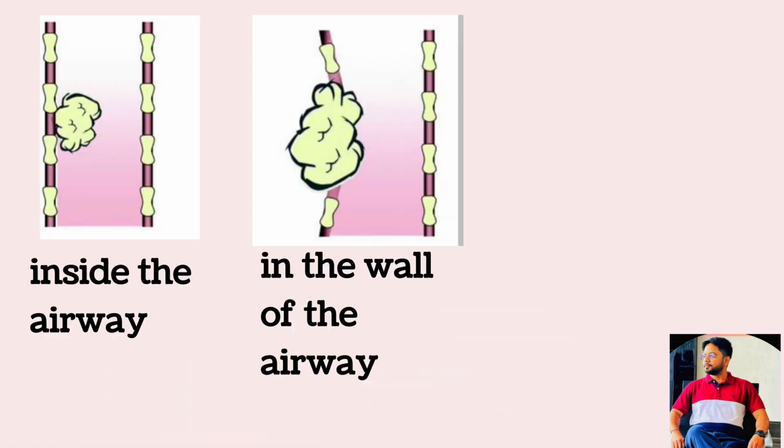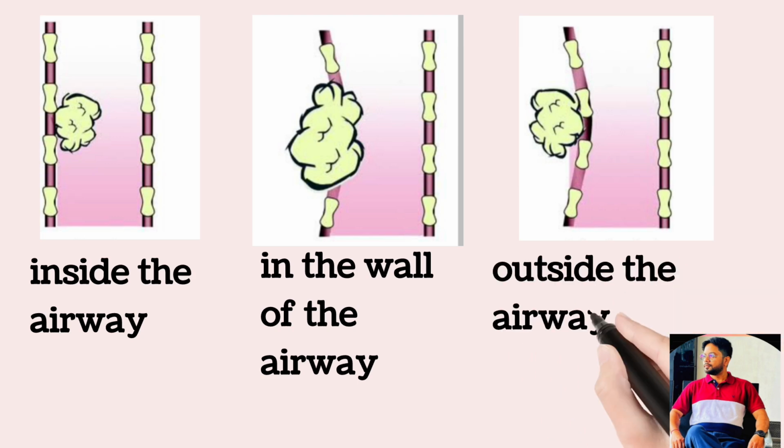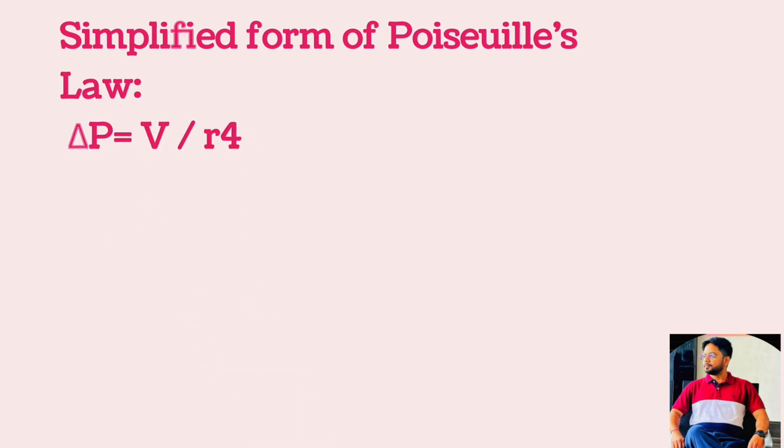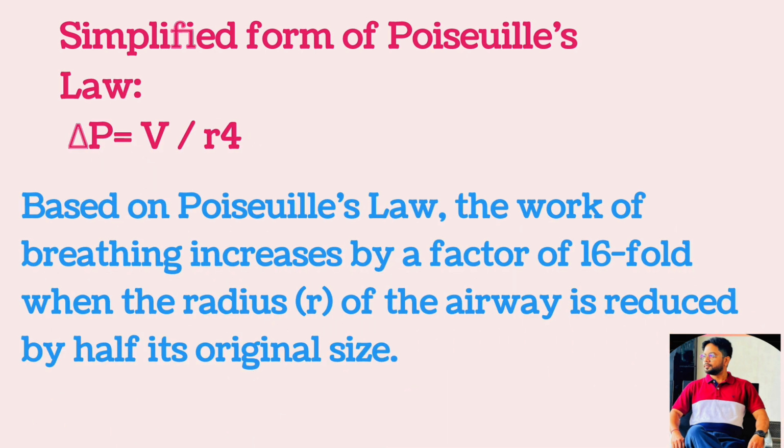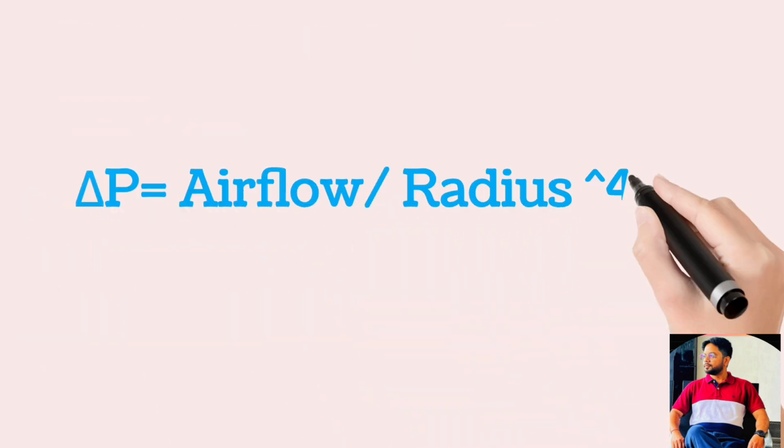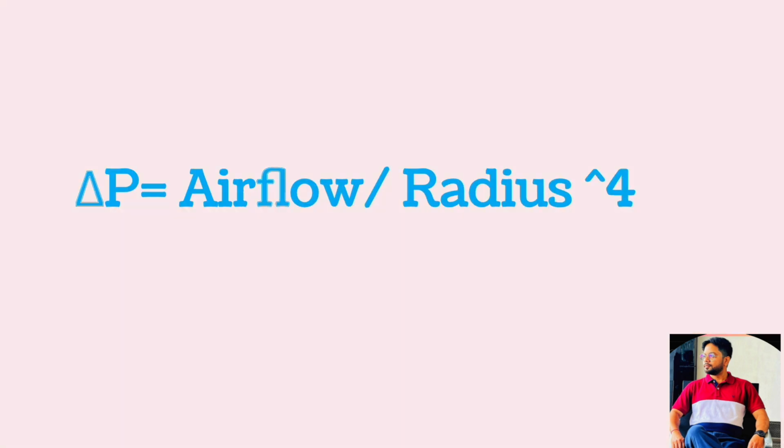When one of these conditions occurs, the radius of the airway decreases and the airway resistance increases. This can easily be demonstrated by a simplified form of Poiseuille's law. Based on Poiseuille's law, work of breathing increases by a factor of 16-fold when the radius of the airway is reduced by half of its original size, as changes in the pressure equals airflow divided by radius to the power 4.